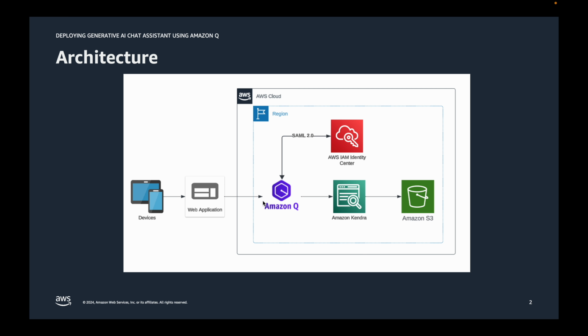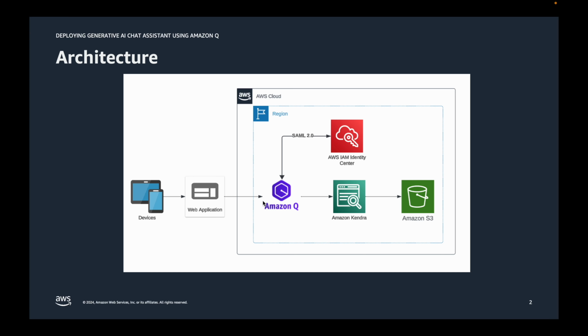Let's start with an architecture overview. I'm going to upload a couple of documents to Amazon S3, which will be used as a data source for Amazon Kendra. Kendra is an enterprise search service powered by machine learning. Unlike keyword search, Kendra takes context into consideration to connect the dots and return the most relevant data points and documents for a query. I'll use that as a data retriever for Amazon Q, which is a generative AI-powered chat assistant that can be deployed within your organization.